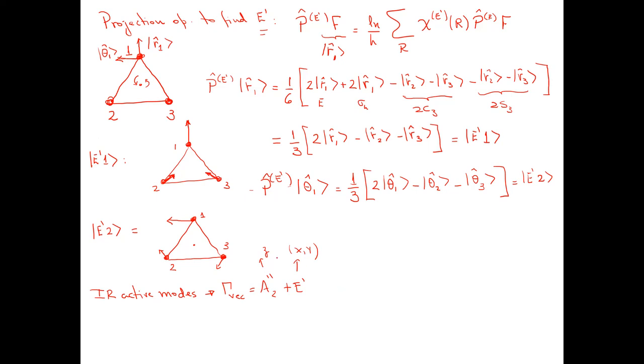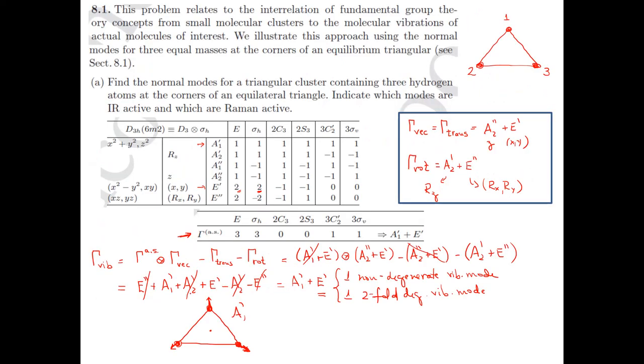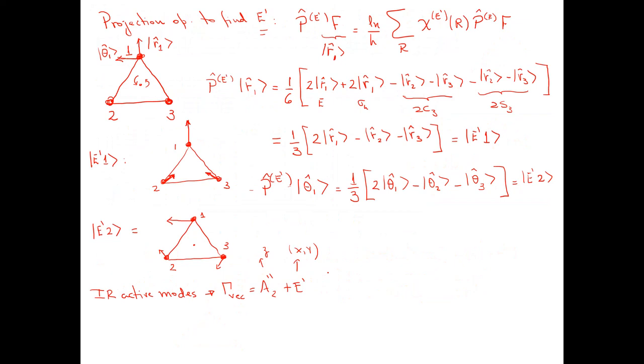But we have already calculated the vibrational modes of this molecule, and I have A1 prime and E prime, right? So A1 prime is not active, only E prime. Okay? So the result of that is that for this molecule, only the E prime mode is infrared active. And it's going to be active in the XY polarization.